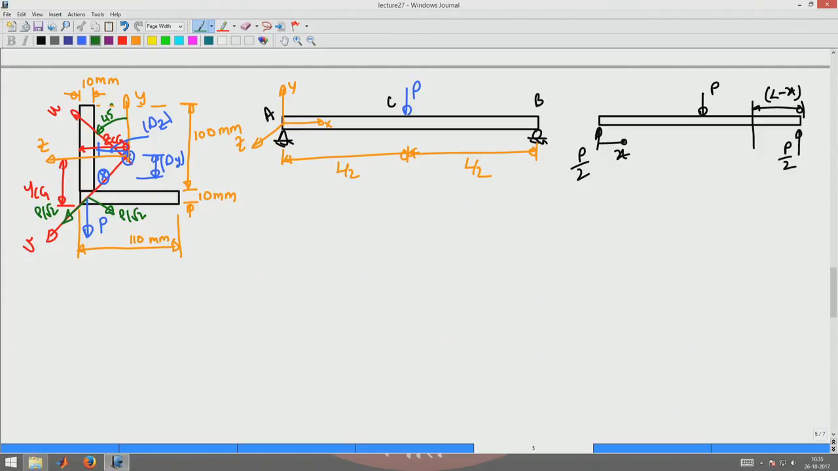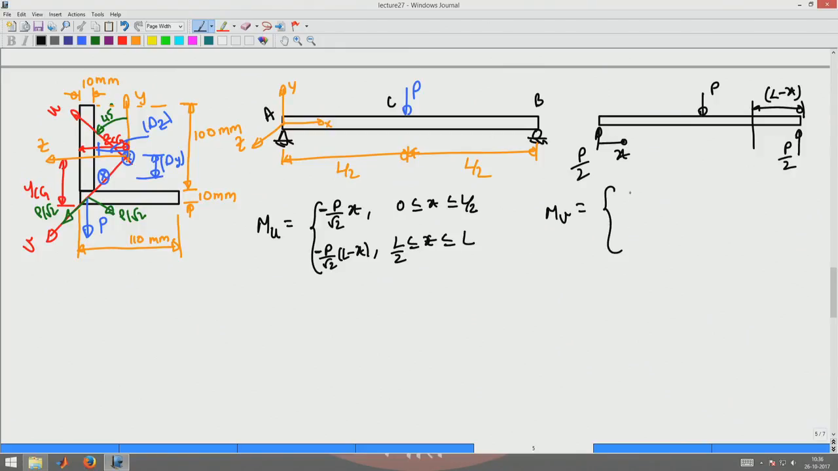So you will have moments Mu and Mv. Mu is given by P by root 2 into x for 0 less than x less than L by 2, and it will be given by P by root 2 into L minus x for L by 2 less than x less than L. Similarly, Mv is given by P by root 2 into x for 0 less than x less than L by 2, minus P by root 2 into L minus x for L by 2 less than x less than L.